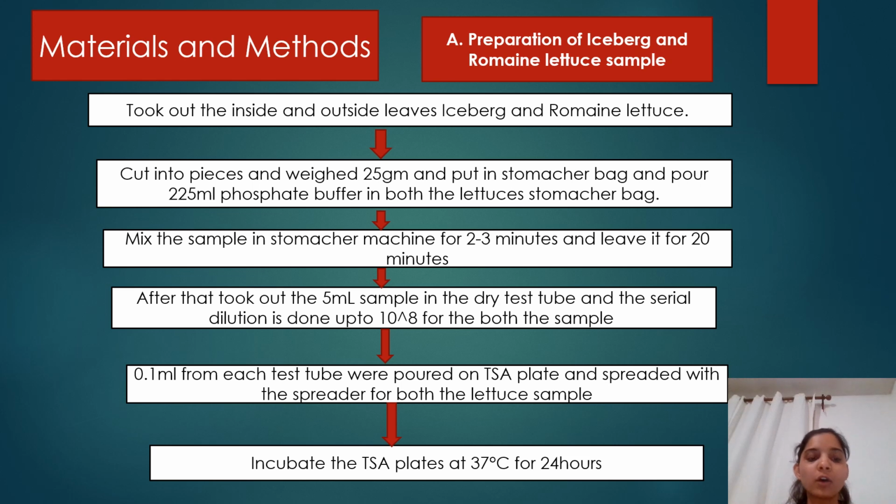After that, take out 5 ml of sample in a dry test tube and the serial dilution is done up to 10 to the power minus 8 for both samples. 0.1 ml from each test tube was poured on a TSA plate and then spread with the spreader for both lettuce sample test tubes. And the last step is to incubate the TSA plates at 37 degrees Celsius for 24 hours. The second step is the preparation of lettuce sample with disinfectant, and my partner is going to explain that step.